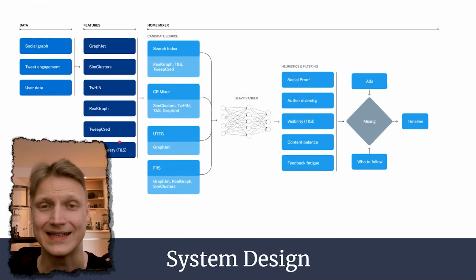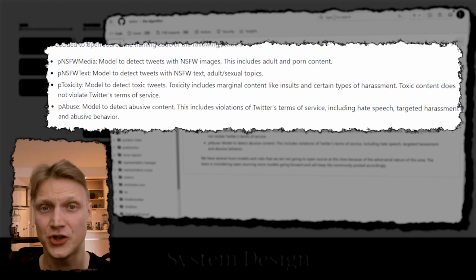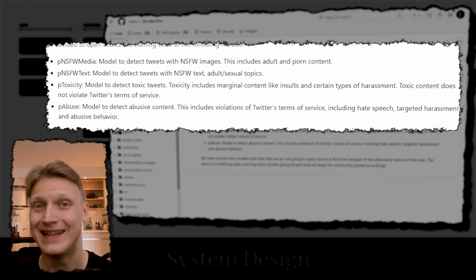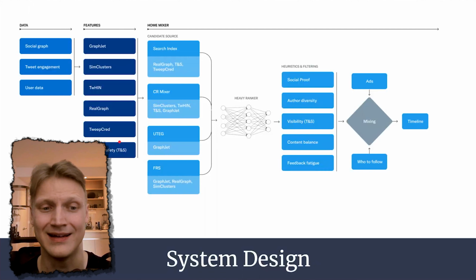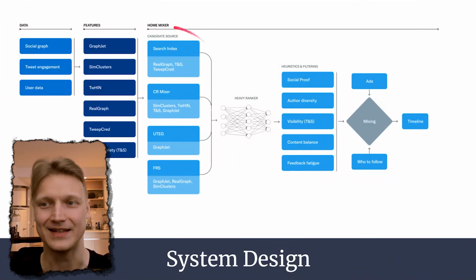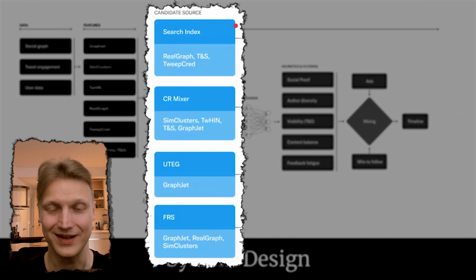The other one is a set of models that they've trained on a lot of text and visual data with the purpose to detect and exclude inappropriate content, incorporating adult and sexual topics and violating Twitter's terms of service. This brings us to candidate sources that are representative of various recommendation modules across the app.